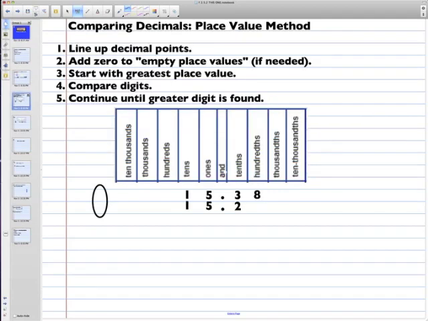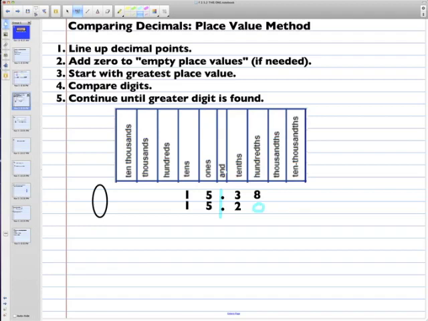When we're comparing decimals, we want to use the place value method. So the first thing we do is we line up the decimal points of the values we're comparing. We add a 0 to any empty place values if needed. You see we have one down below.